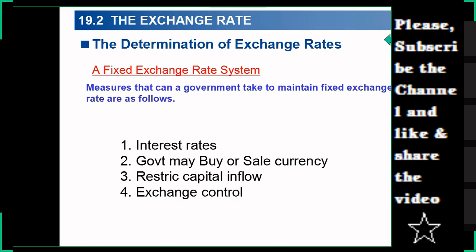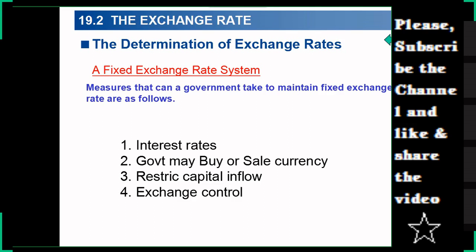I hope this would be more than enough. Now, one thing to mention here, restricting capital inflow may also come under exchange control, but I just wanted to give you two different aspects, so I discussed this in two different ways. So restricting capital inflow may also come under exchange control. Okay, so if domestic people don't demand foreign currency, then that exchange rate is not going to be influenced.